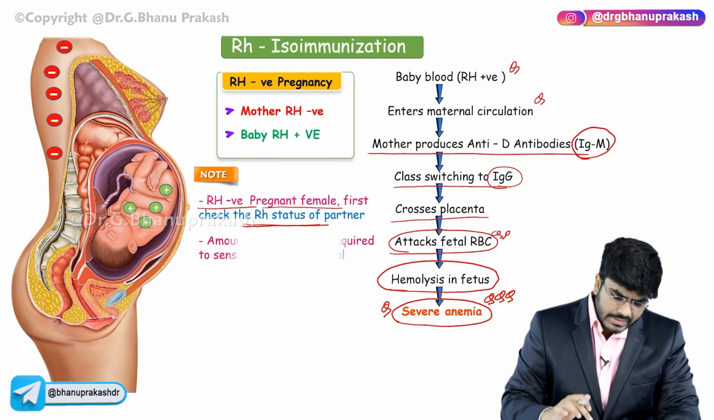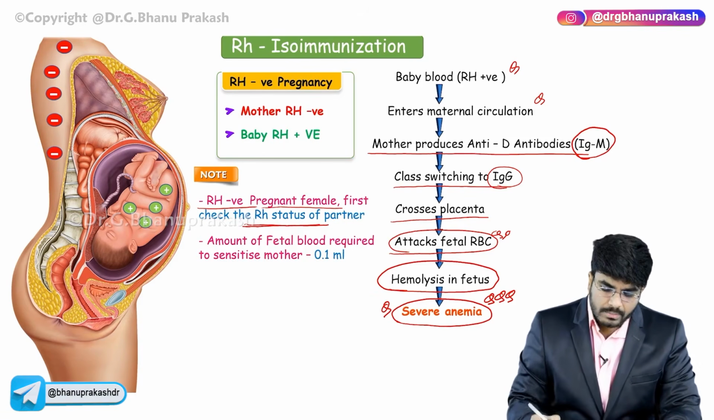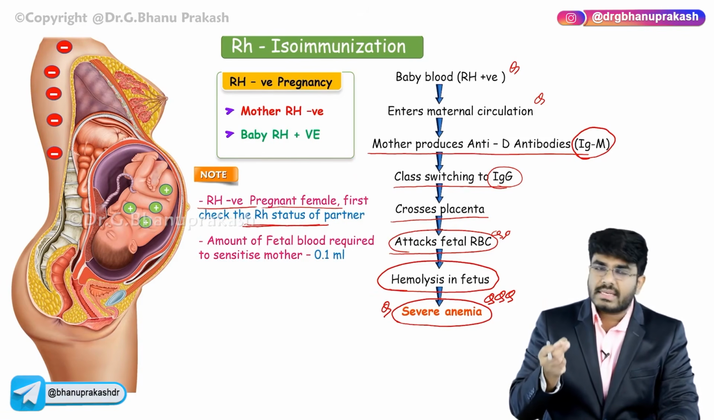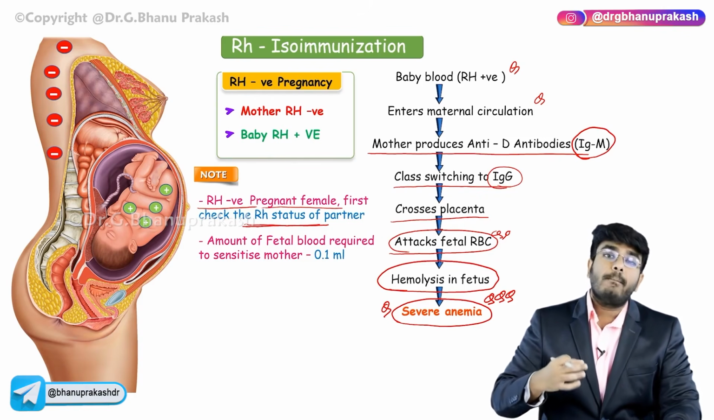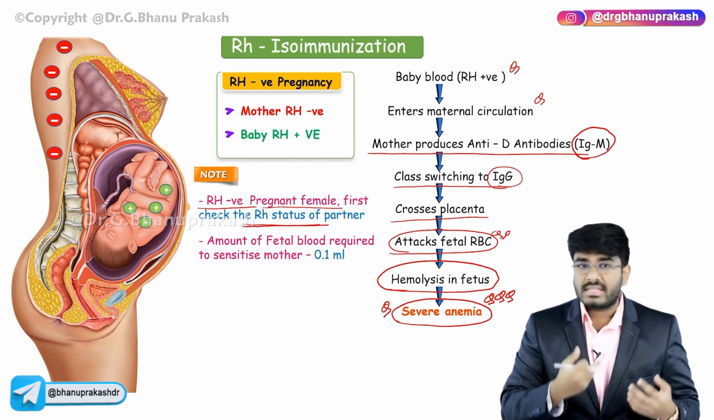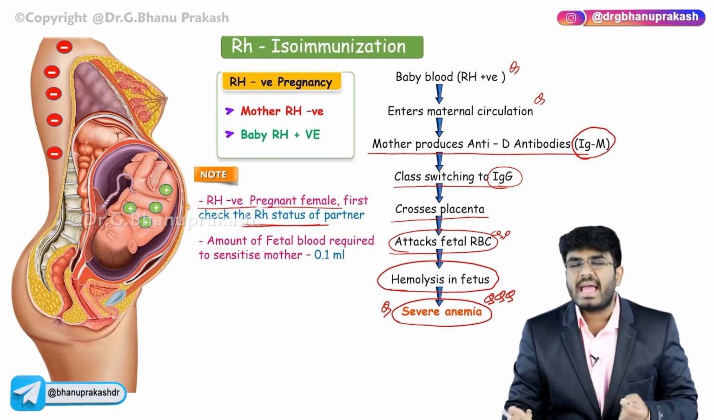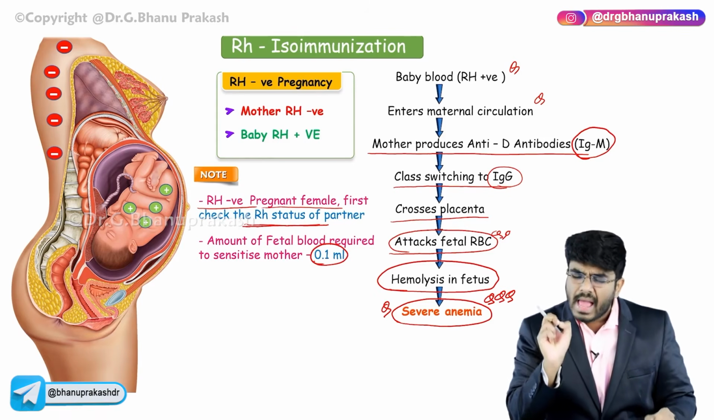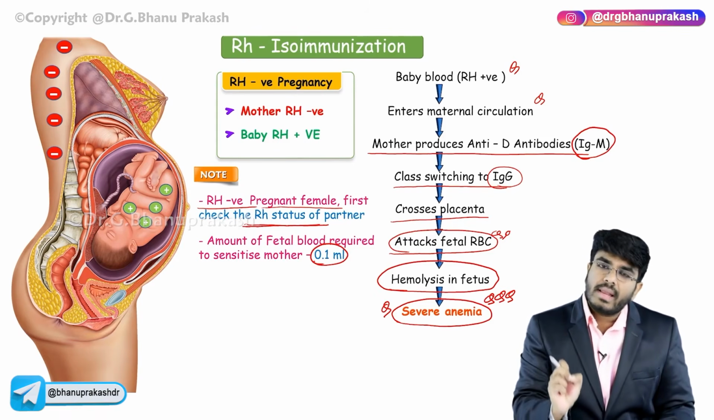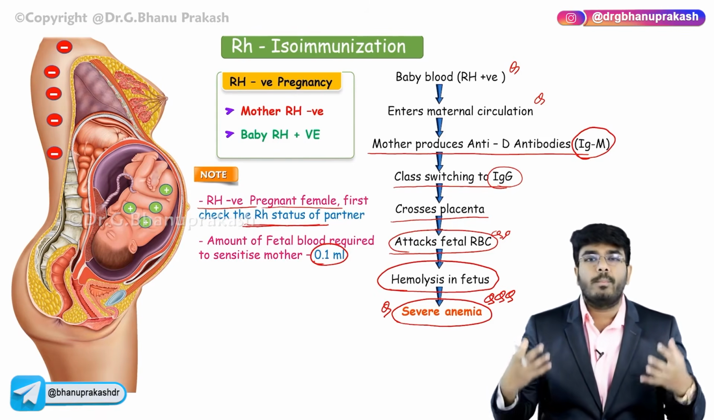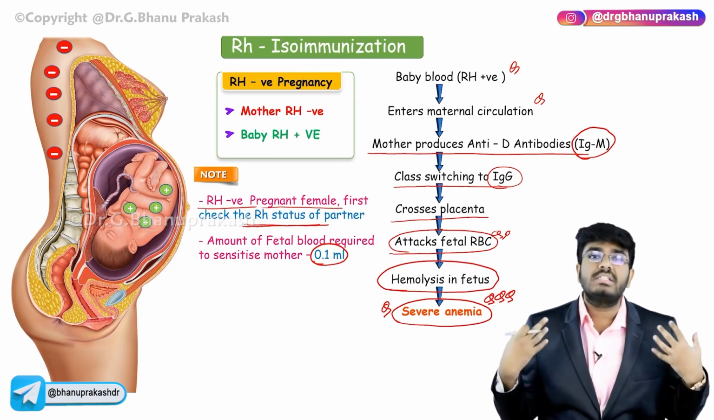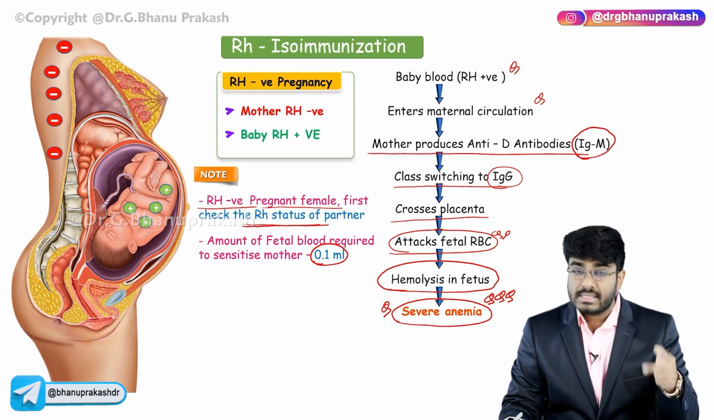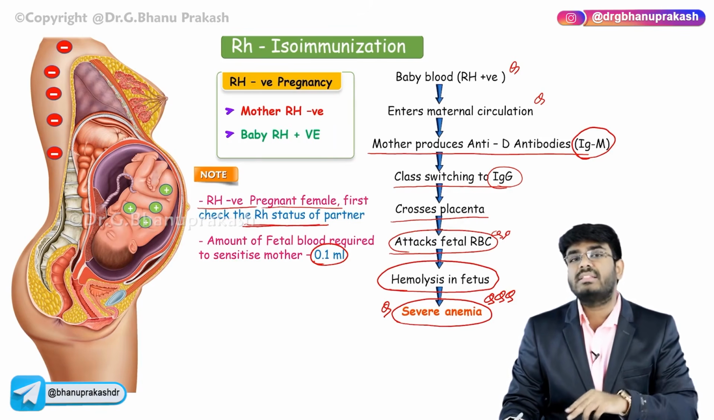Later. Now, the amount of fetal blood required to sensitize the mother. How much fetal blood is required for the mother's immune system to get sensitized and produce anti-D antibodies? As little as 0.1 ml. 0.1 ml is nothing. As little as 0.1 ml of fetal blood is enough to sensitize the mother, and she starts producing anti-D antibodies, and these antibodies will cross the placenta and attack the baby.